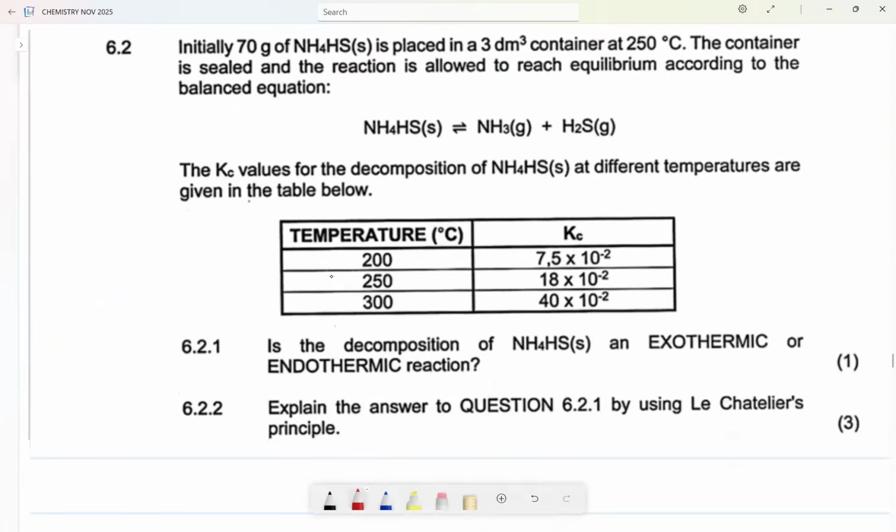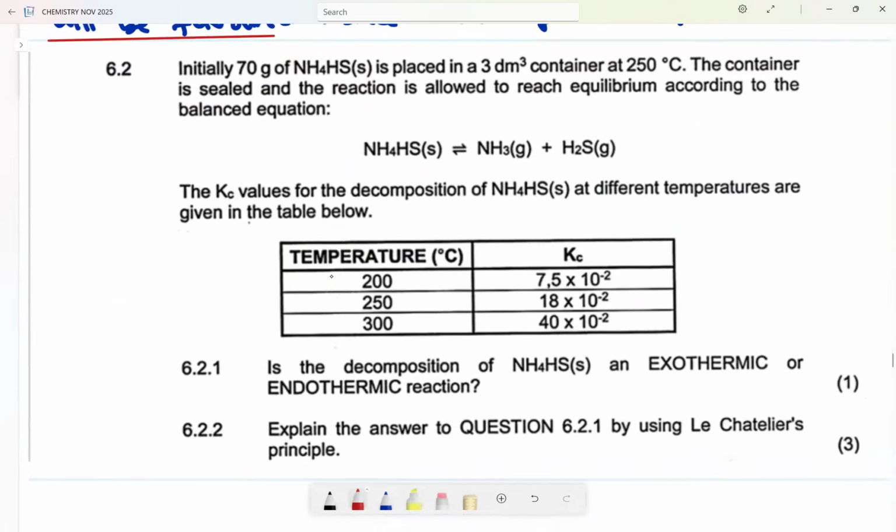Okay. Initially 70 grams of this one is placed in a 3 decimeter cubed container at 250 degrees. The container is sealed and the reaction is allowed to reach equilibrium according to the reaction like that. The Kc values of the composition of this one are given at different temperatures like that. As the temperature increases, what happens to the Kc? The Kc increases.